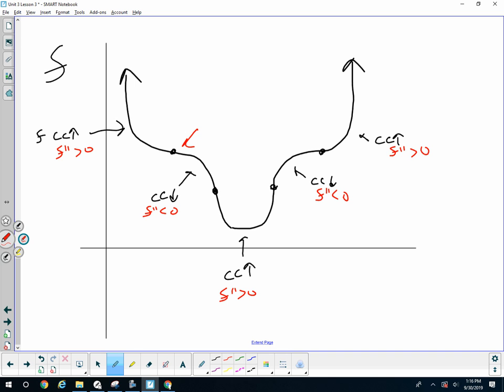Well, if we change from positive to negative or negative to positive, what do you think is going on at these points? Discuss with your neighbor.